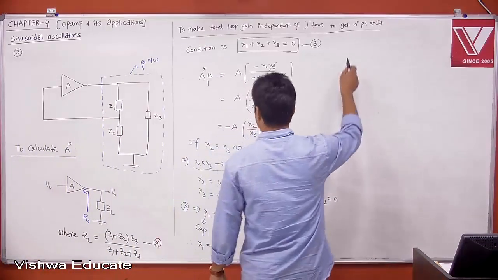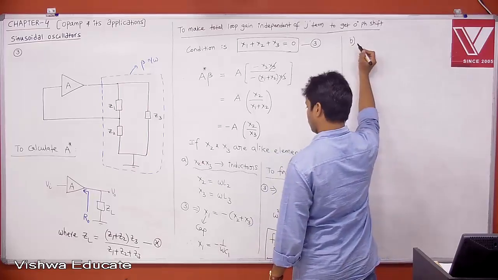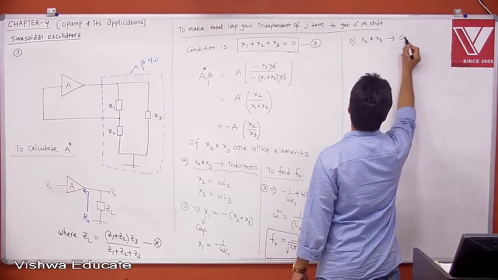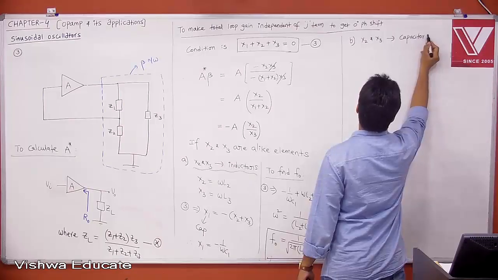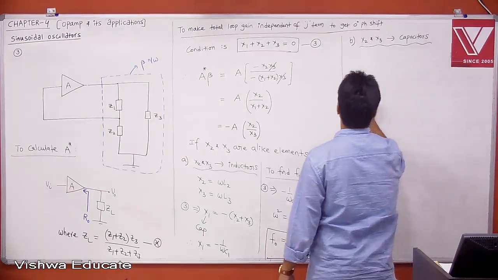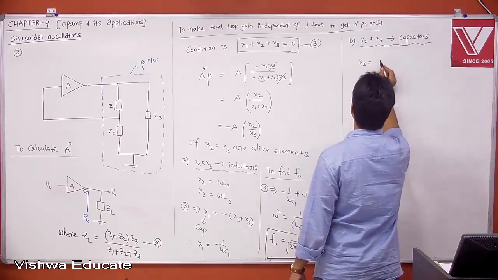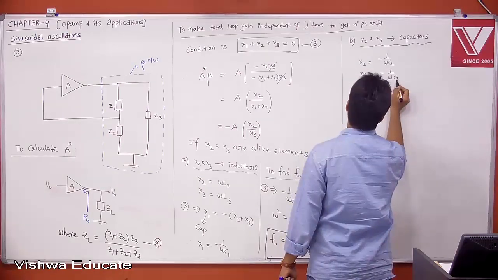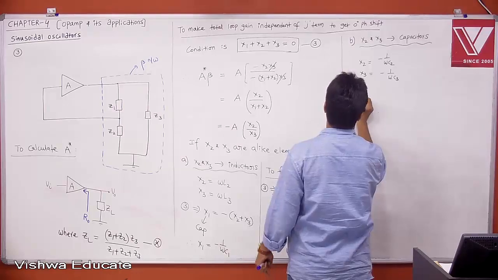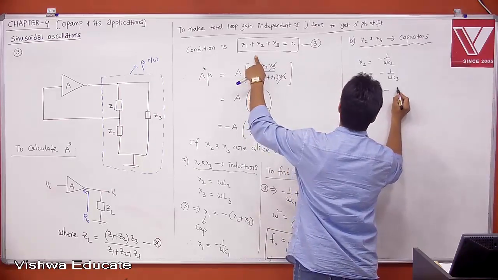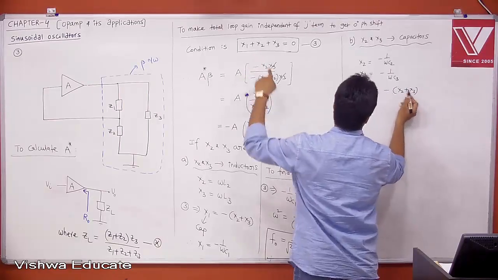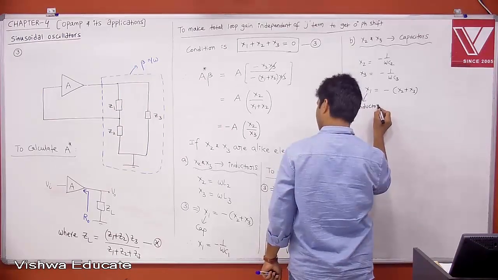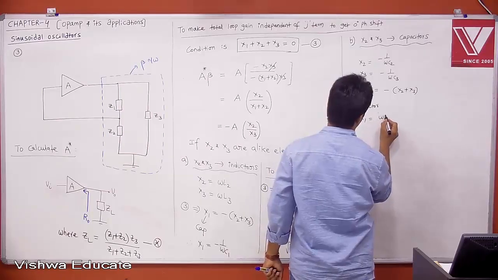Now, case B, X2 and X3 are capacitors. If they are capacitors, what is X2? X2 is capacitor, so minus 1 by omega C2. Then what is X3? Minus 1 by omega C3. Then what is X1? 3 implies X1 is equal to minus of X2 plus X3. And we know that X2, X3 are negative, and minus into minus is positive. Therefore, it will be inductor. And therefore, X1 will be equal to omega into L1.